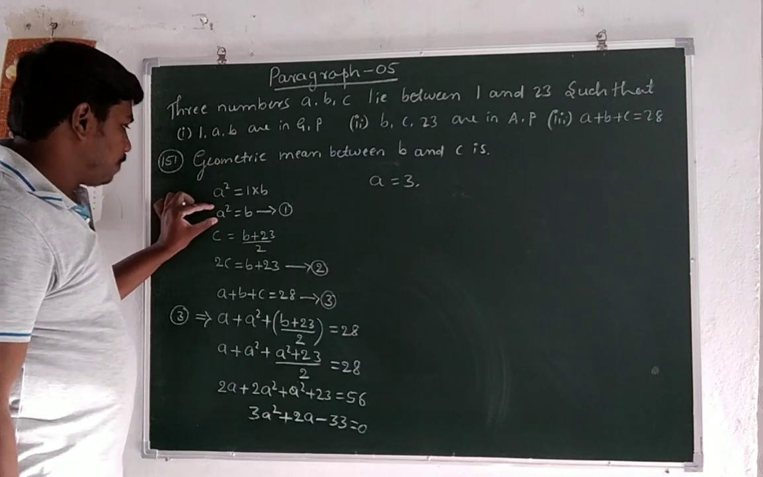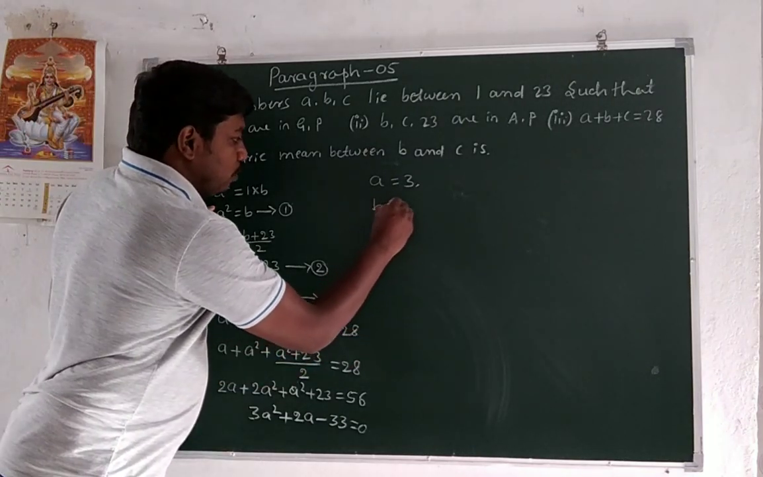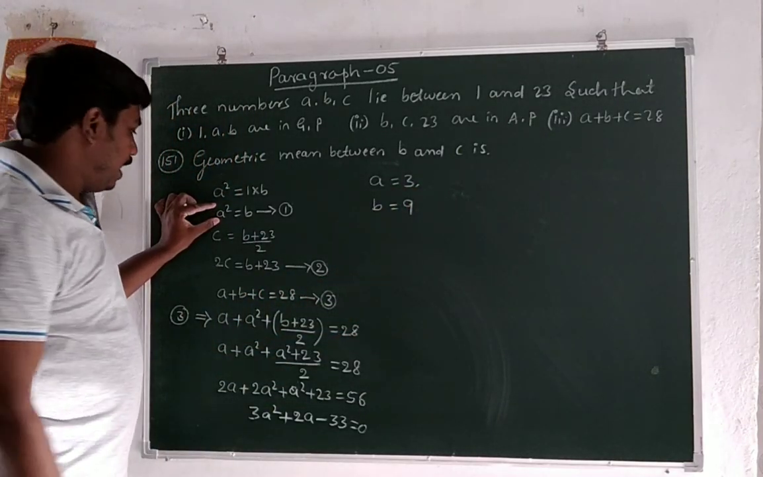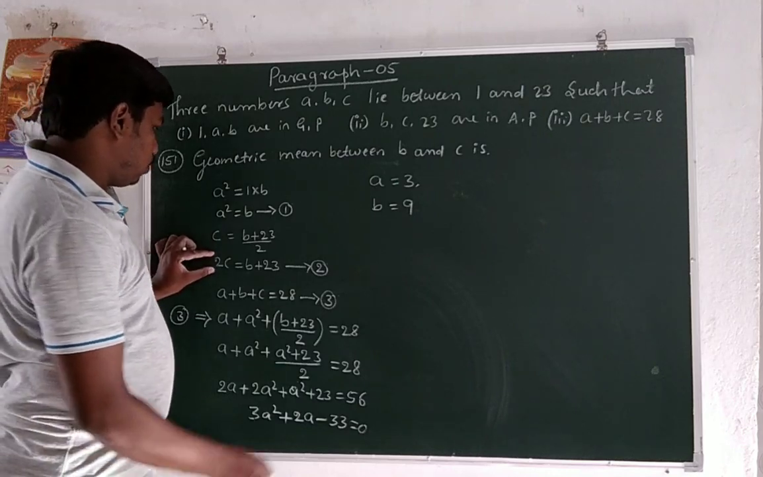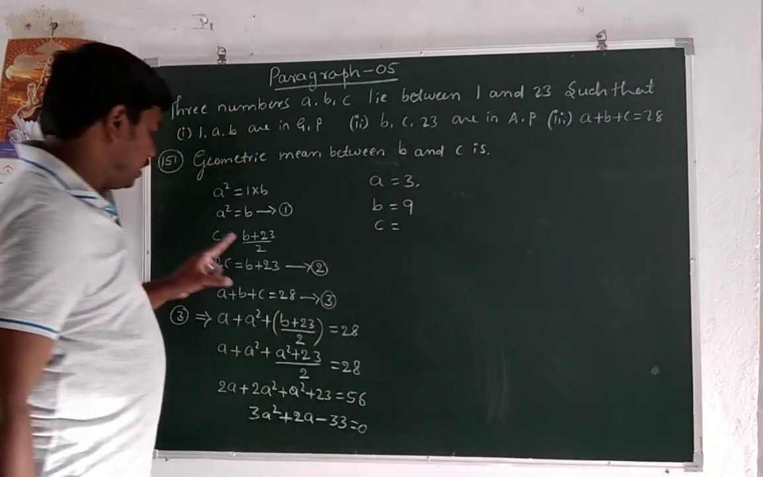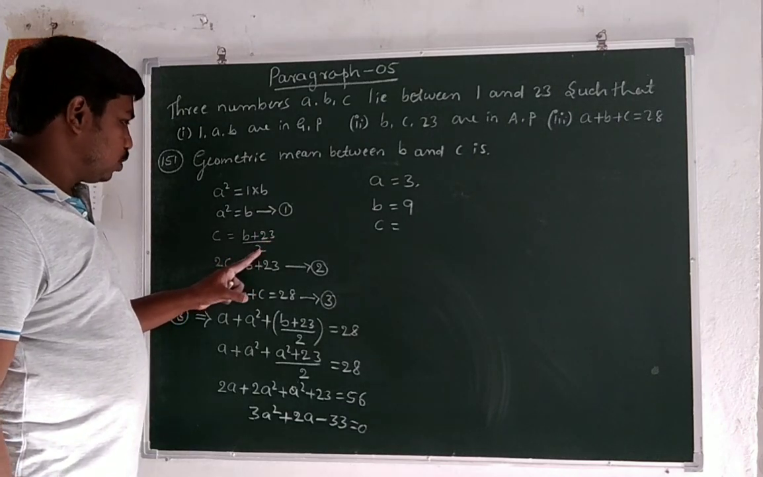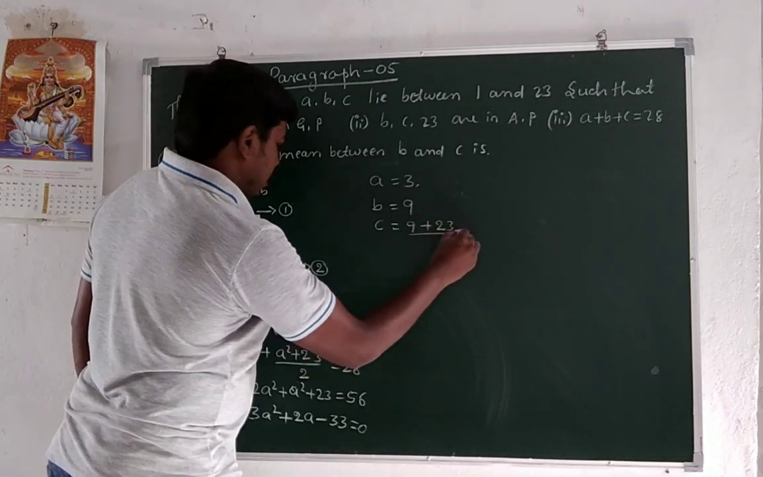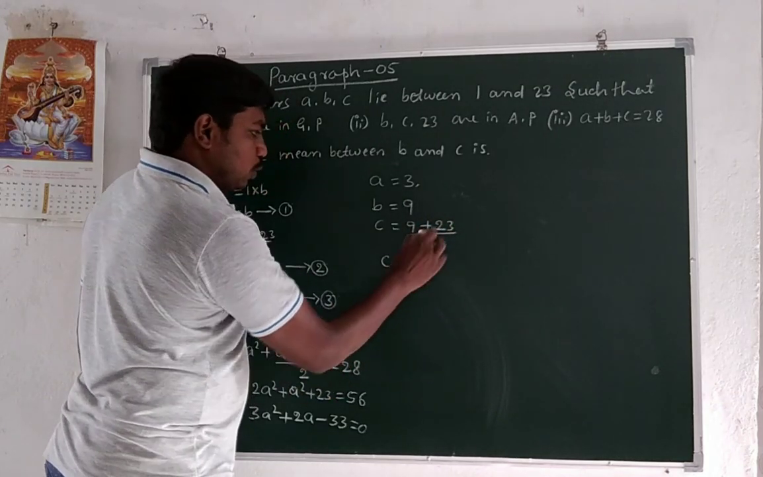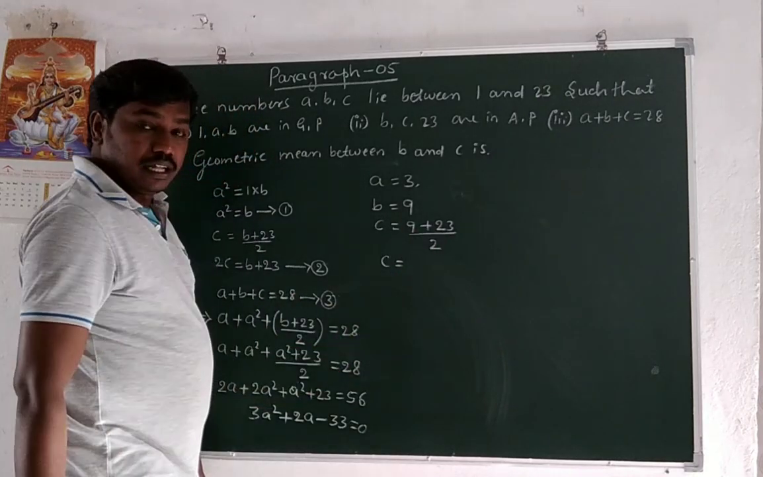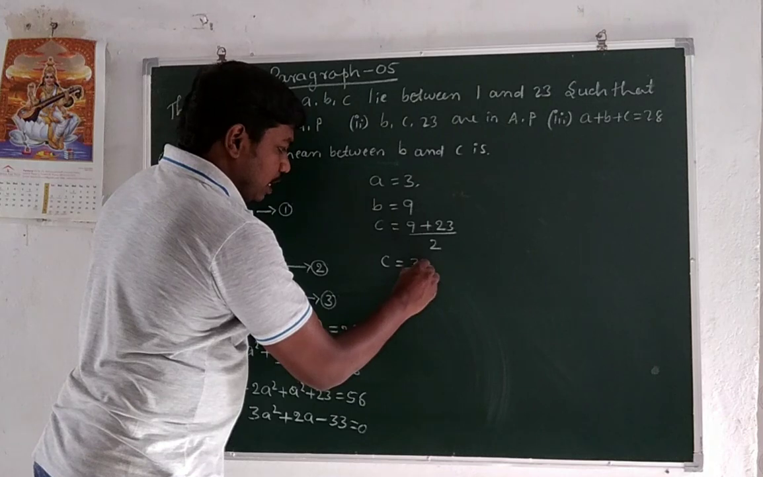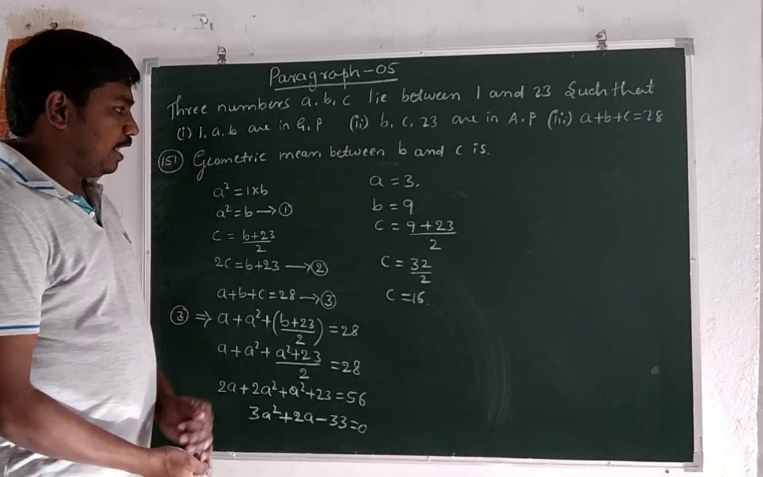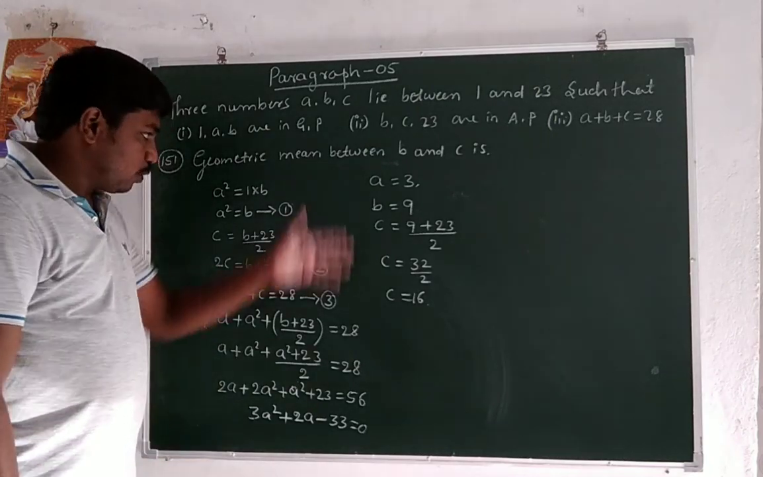If A is equal to 3, then what is B? From equation 1, B is 3 square, which is 9. And what is C? C is equal to (B plus 23) by 2. B is 9, so (9 plus 23) divided by 2. 23 plus 9 is 32, and 32 divided by 2, C is equal to 16. Now we know A, B, C.